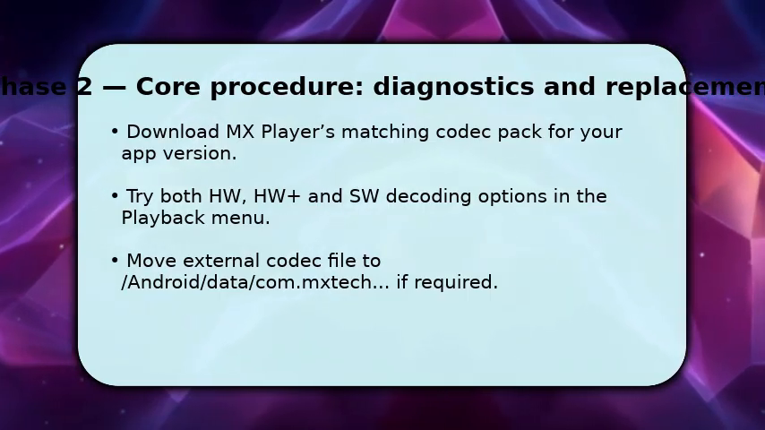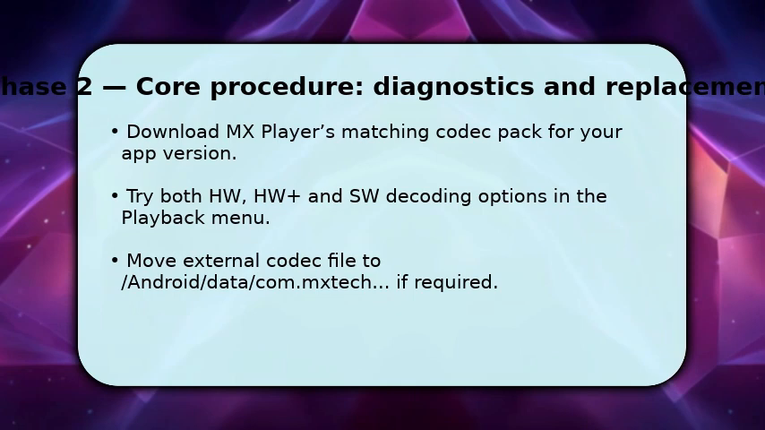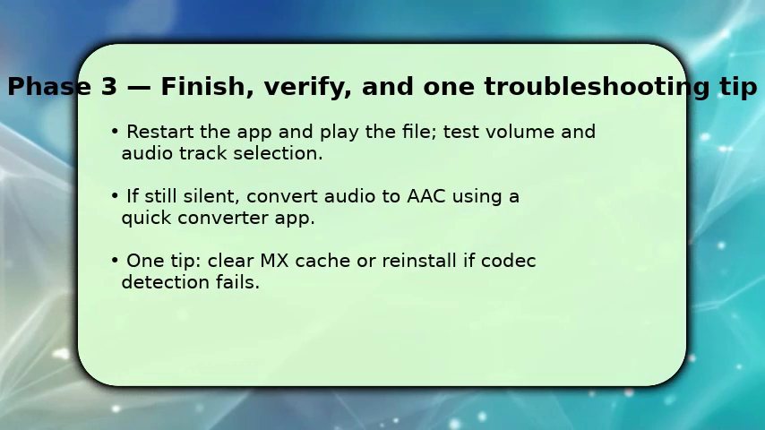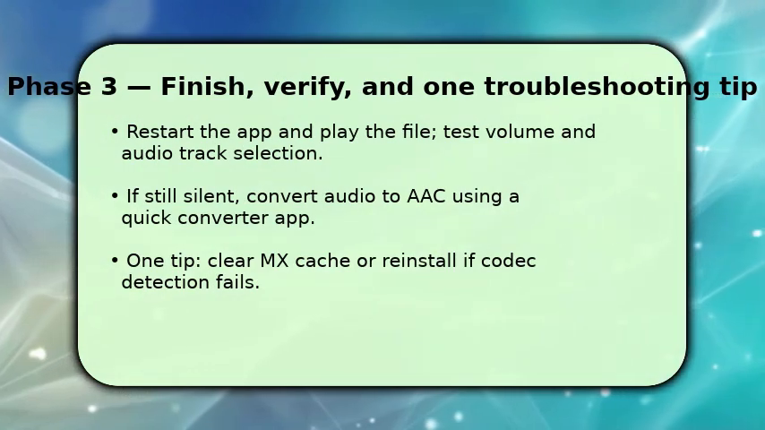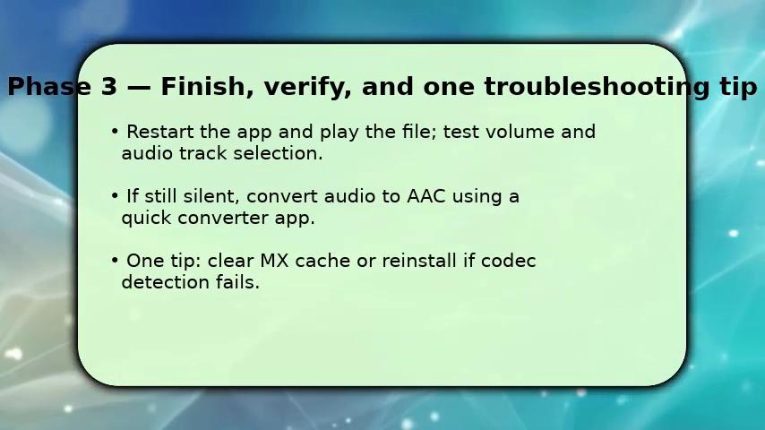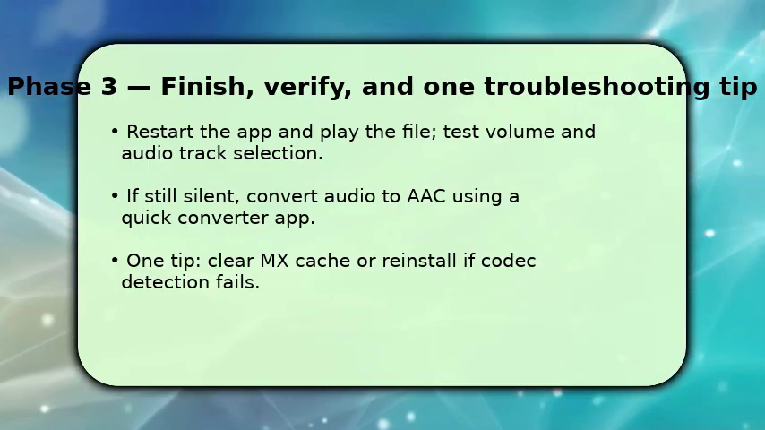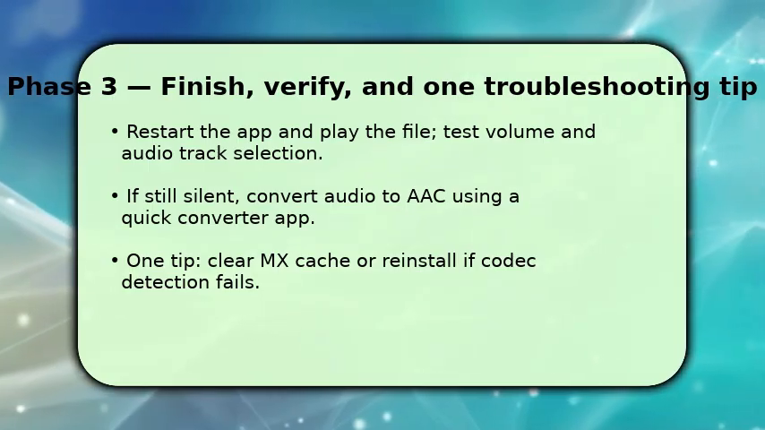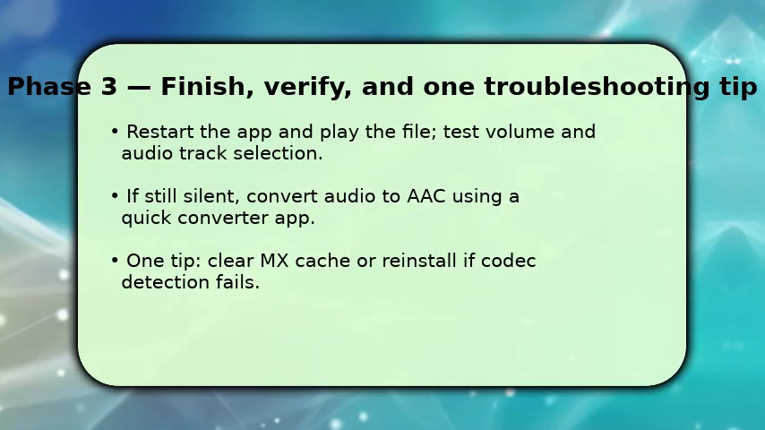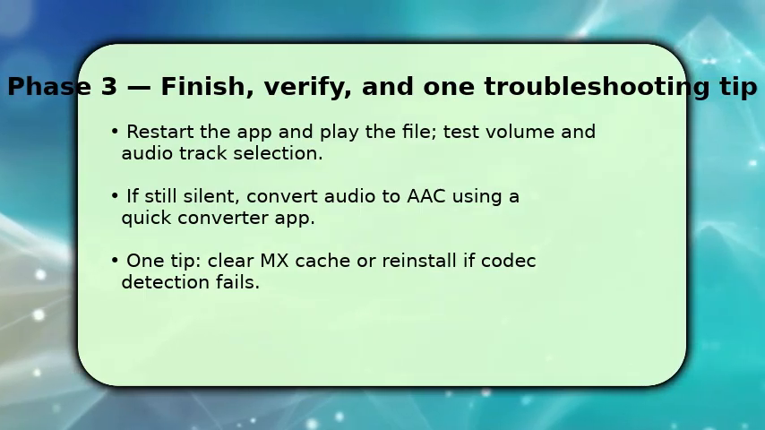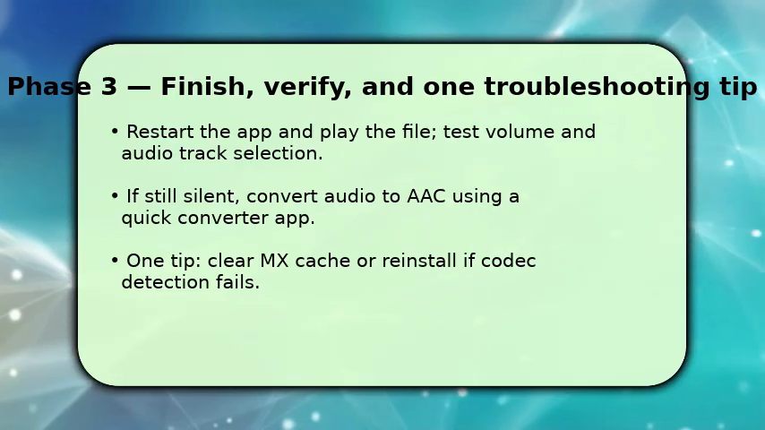Finish by restarting MX Player and replaying the video, making sure you select the correct audio track and that device volume and Bluetooth settings are correct. If audio remains unsupported, convert the audio stream to AAC using a simple mobile converter. This fixes stubborn AC3 or DTS issues without complex changes.